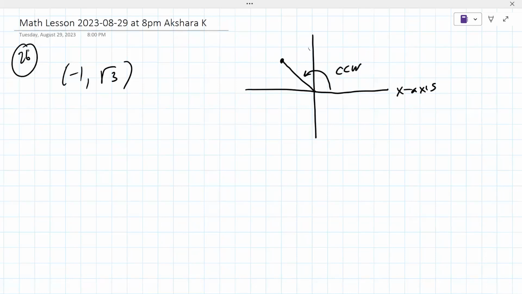Saw that in class there, something like that. Does that make sense?